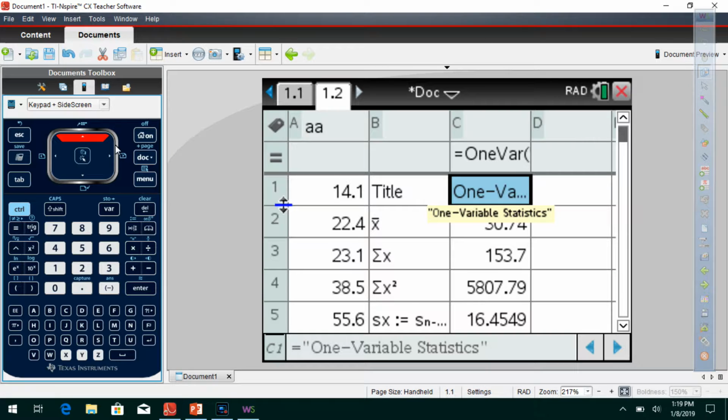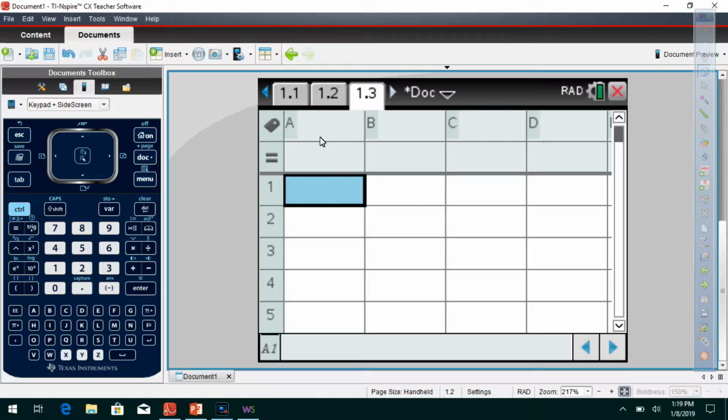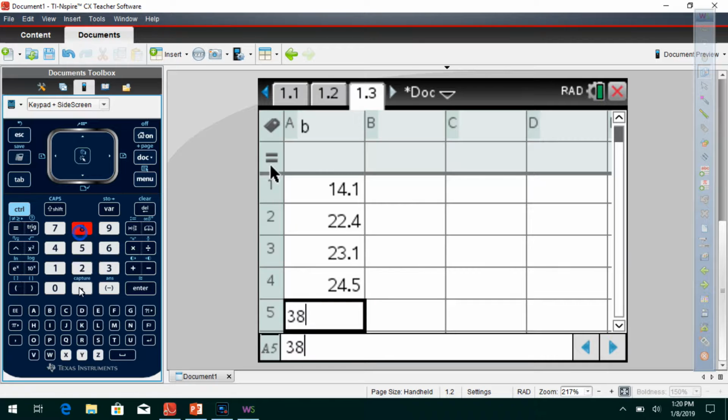All right. Now, let's see here. What if, now there was 5 numbers on it. What if we had 6 numbers on, and we'll call this B. What if we had 6 numbers? What if we had 14.1, 20.4, 23.1, 24.5, 38.5, and 55.6. Okay. Now we got 6 numbers. So between 2 and 3, you've got 23.1 and 24.5.